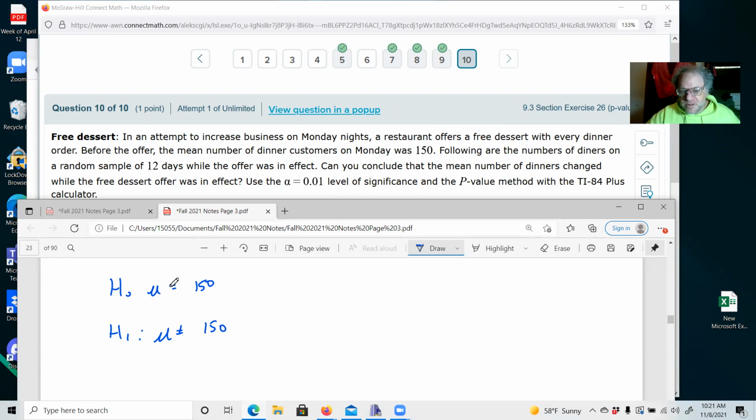We're testing to see whether or not the customer numbers changed. Okay. So this is a two-sided test. Okay, we want alpha equals 0.01. Okay, so here we go. We're going to say our test, calculating our test statistic. We have the data.